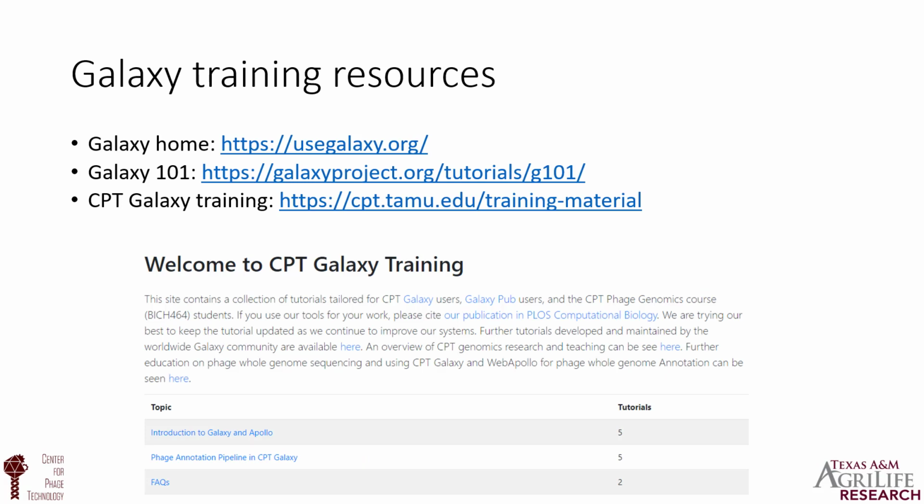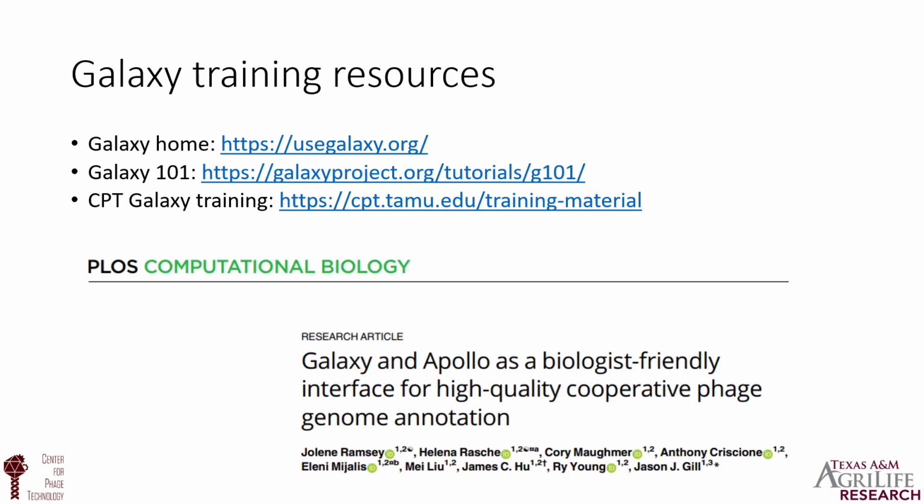For more information on using the Galaxy platform, we encourage you to review the extensive Galaxy training resources that are available online. These include those available at the main Galaxy homepage, Galaxy 101, and of course the Galaxy training materials produced by the Center for Phage Technology, which are specific to our system and located at cpt.tamu.edu/training materials. The CPT training materials contain detailed instructions on how to upload and manage your genome in Galaxy, and how to run the major analysis workflows. If you use our system, we also encourage you to cite our publication in PLOS Computational Biology that describes the platform and the associated workflows.